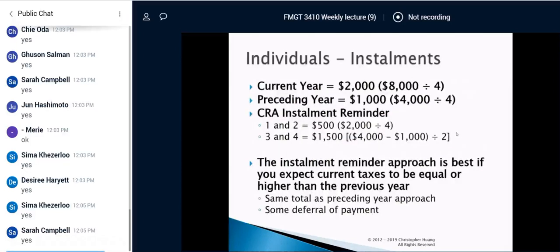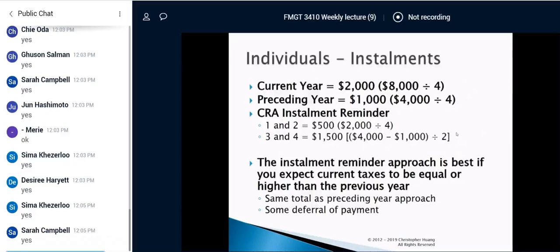If I then look at the methodology, under the current year method, you would have to make 4 payments of $2,000 because 8,000 divided by 4. Under the preceding year method, you would have to make 4 $1,000 payments because again, it's 4,000 divided by 4.